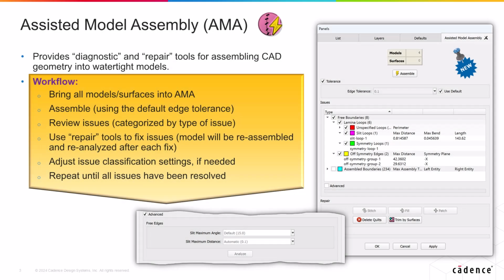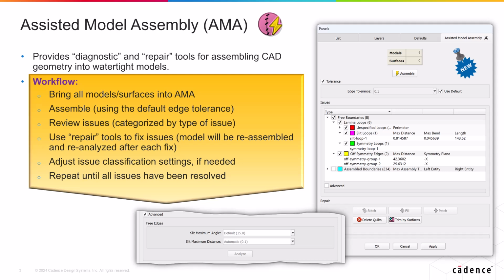So this is where assisted model assembly, or AMA, comes into play. Assisted model assembly is a new advanced tool that was introduced as part of Fidelity Pointwise version 2025.1. The AMA command provides diagnostic and repair tools for assessing and fixing common issues with model assembly.